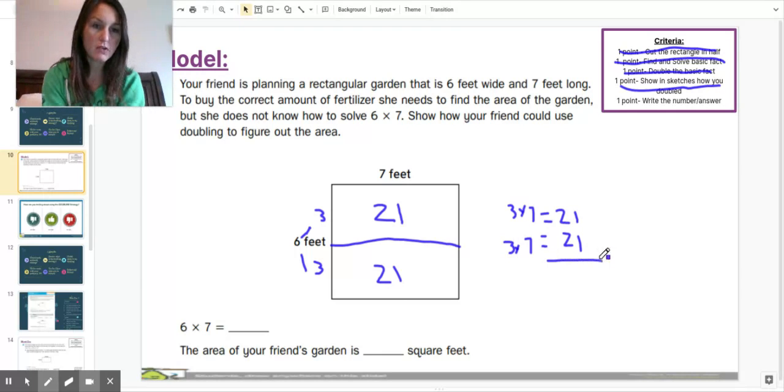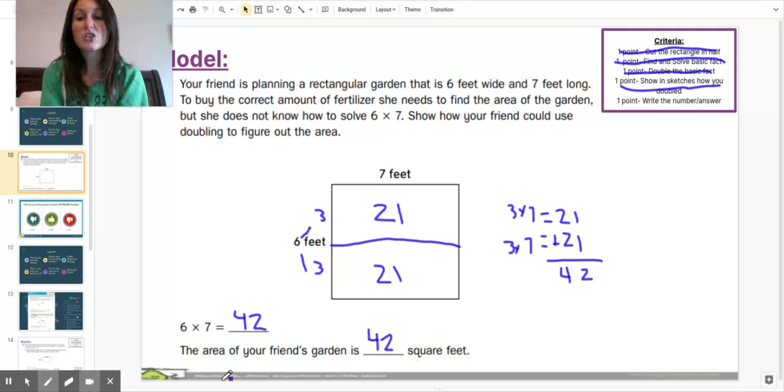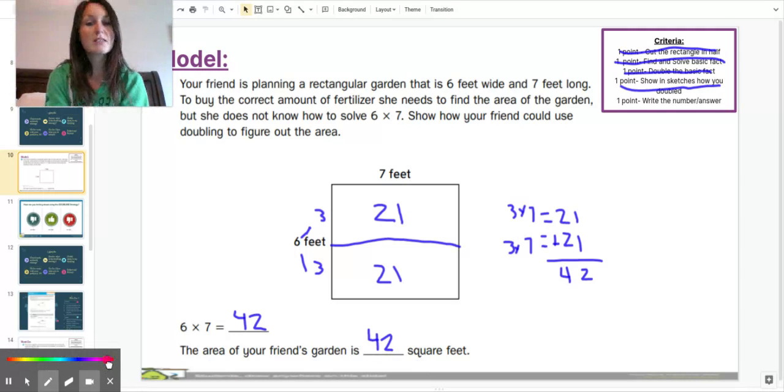So I'm going to continue on with this number problem over here. I'm going to take 1 plus 1 is 2, and 2 plus 2 is 4. So 6 times 7 must equal 42. And so the area of my friend's garden is 42 square feet, because we're talking about area. So area means square units and the unit here is feet. So 42 square feet.